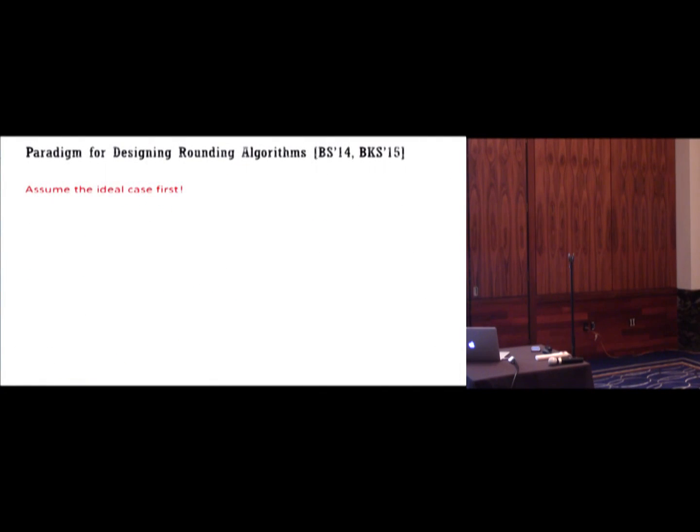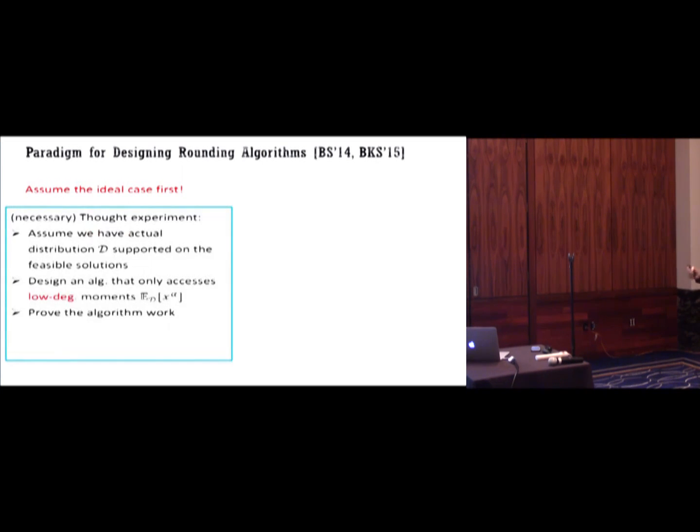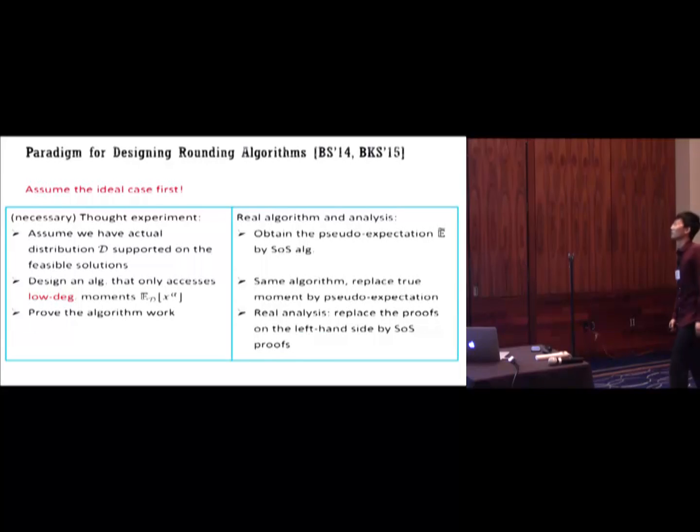There's this very nice paradigm for designing rounding algorithms for pseudo expectation. So basically, the idea is that let's assume the ideal case first, because that's something that we have to solve if we want to solve the case when we are given this weaker pseudo expectation. Let's just elaborate on this. In this ideal case, we have this kind of necessary thought experiment. So let's assume that we have an actual distribution supported on the feasible solutions. And then let's design an algorithm that only has access to the low degree moments of distribution D. And then let's prove the algorithm works.